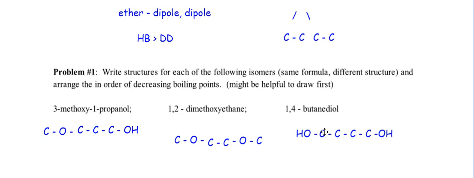Now, what do you notice about these structures? Guess what? They're going to have the same number of carbons, same number of oxygens, same number of hydrogens. If you want to draw on all your hydrogens, if you don't believe me, go for it. But that's what it's going to work out to be. So they all have identical molar masses. So they have identical London dispersion forces. So what do you think is going to go on here?